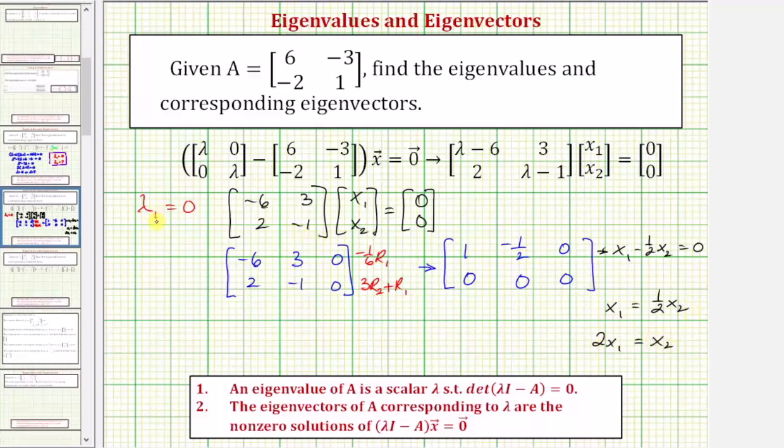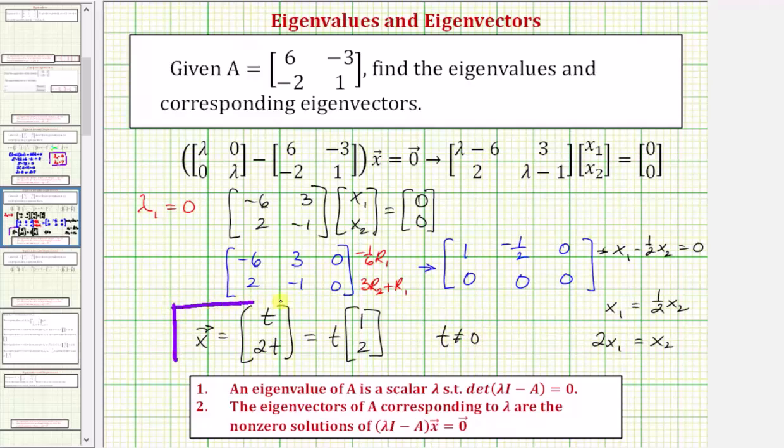So the eigenvectors corresponding to lambda equals 0 would be vector x, which equals, because we have an infinite number of vectors, let's parameterize this with the variable t. If we let x sub 1 be equal to t, notice how x sub 2 would be 2t, which we could also express as t times the vector with an x component of 1 and a y component of 2. But remember, the eigenvector cannot be the 0 vector, so let's also say that t can't equal 0.